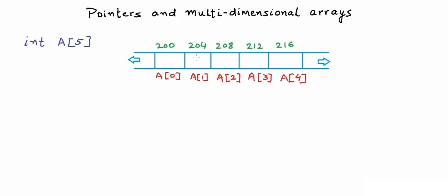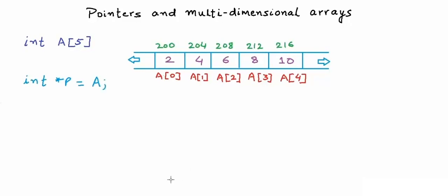Block of 4 bytes starting address 204 will be A1. Next block of 4 bytes starting address 208 will be A2, and so on. I'll fill in some values here. We had seen this earlier also in our previous lessons. If we write a statement like this, then this is alright.